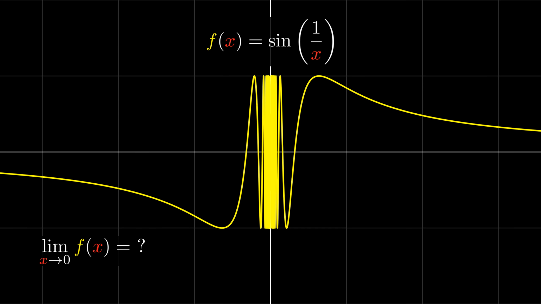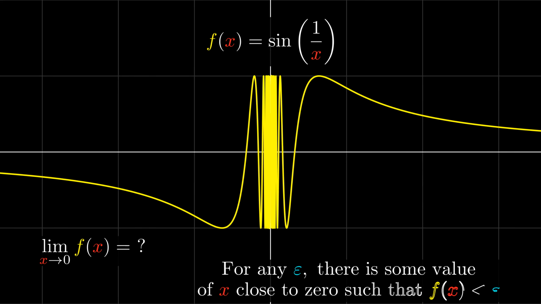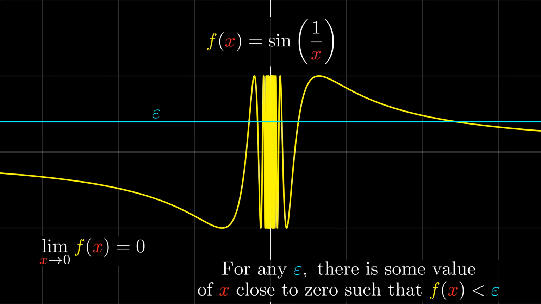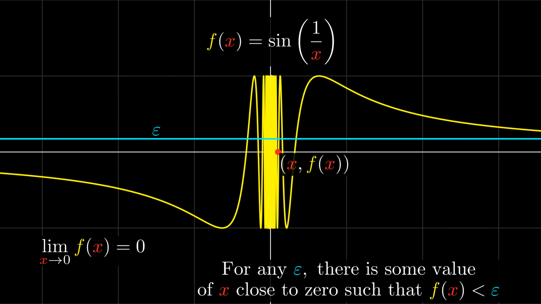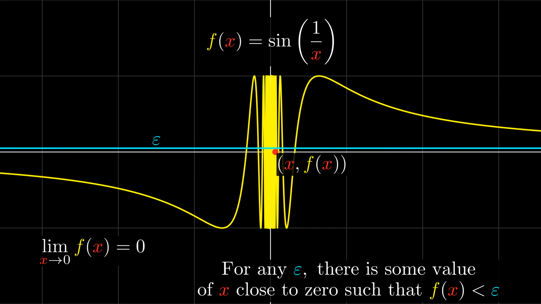But now look! With this definition, we can show that the limit is 0. For any epsilon, we can pick some value of x close to 0 such that f of x is less than epsilon. As I make epsilon smaller, I can bring x closer and closer to 0. Thus, this version of the definition of a limit is no good.